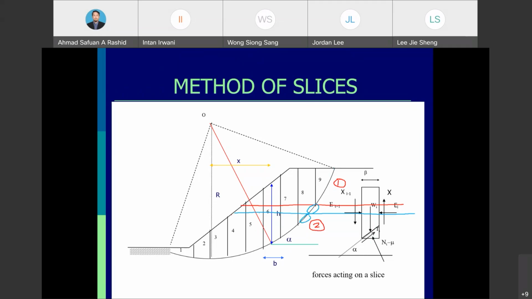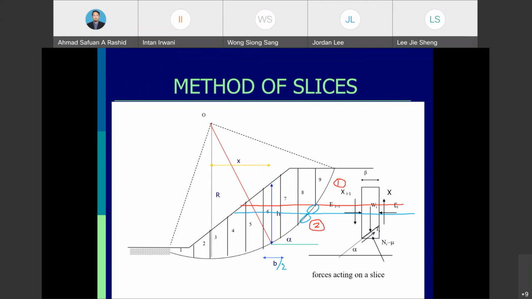Another thing is, for example for slice number 6, we need to determine the center of the slice, for example B divided by 2. So we obtain the center line, at the half of the width.